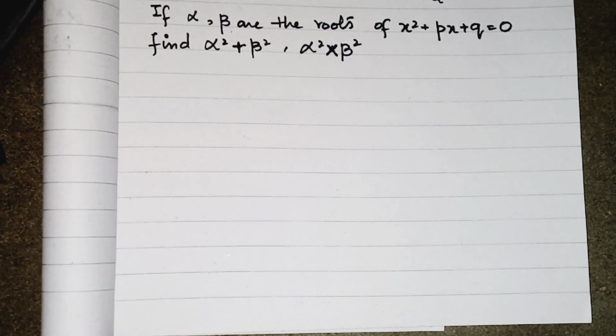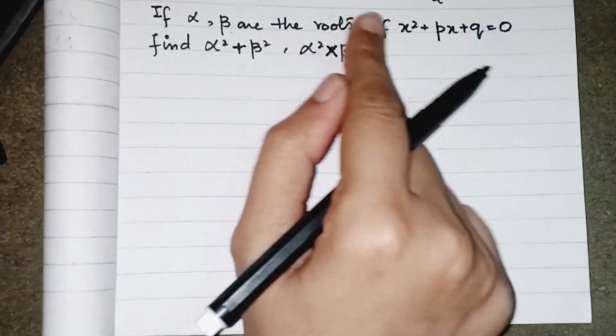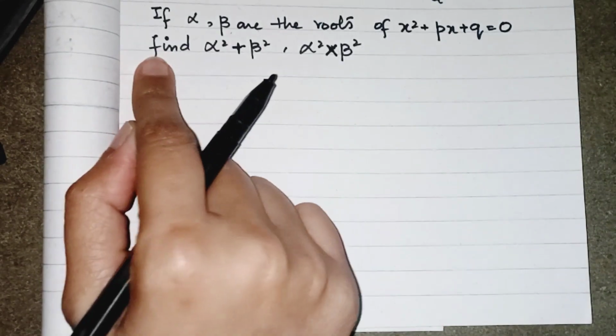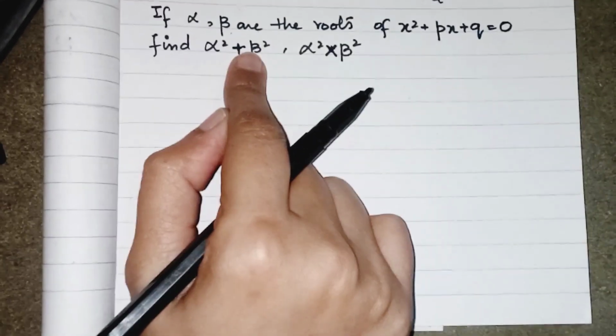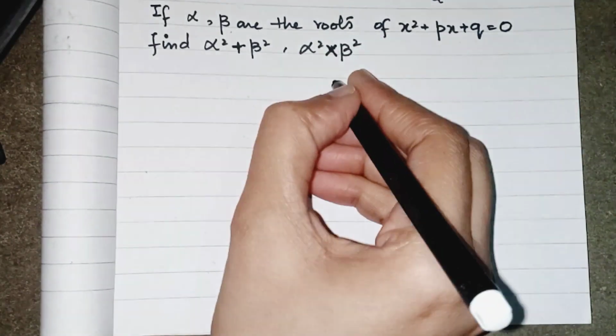Hello everyone. Today's video is continuing the topic of relations between coefficients and roots of a quadratic equation. We learned something more about them and are doing practice questions to make it easier for all of you to understand. My question is: alpha and beta are the roots of x square plus px plus q equals 0. Find alpha square plus beta square, alpha square into beta square.